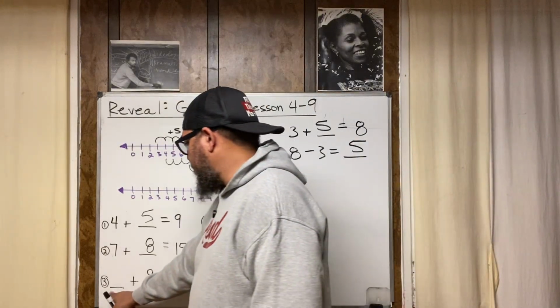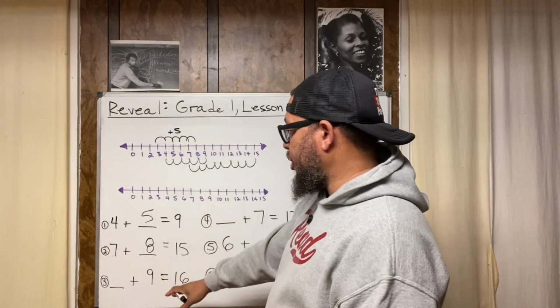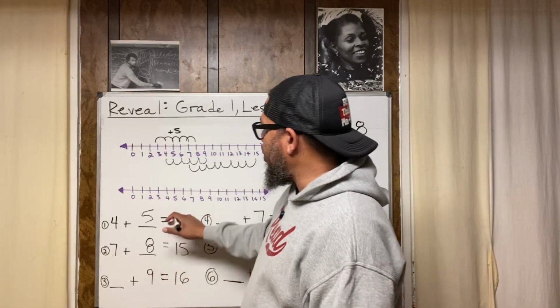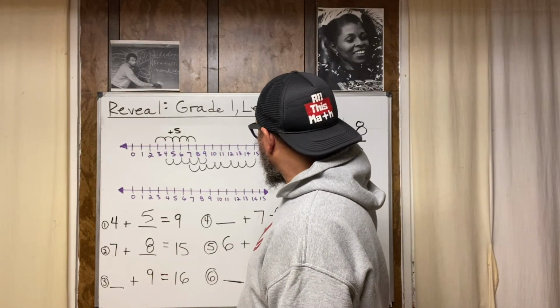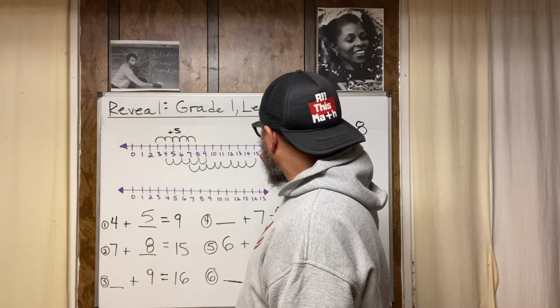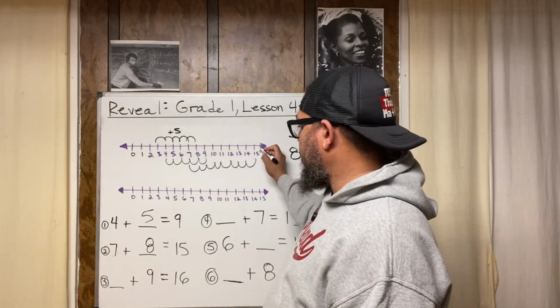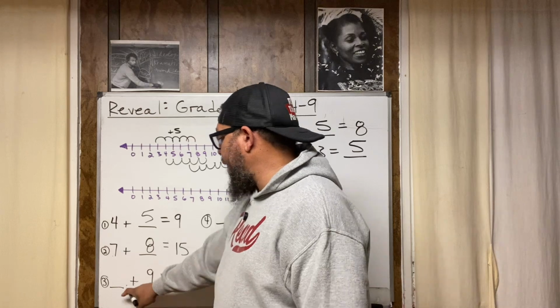Now, number 3, blank plus 9 equals 16. Oh, this is a little different because now you don't know the number that we start at. So we know that we end up at 16. Let's just put a 16 right here. We end up at 16. And we had to go 9 spaces to get it. We had to add 9 to get there.